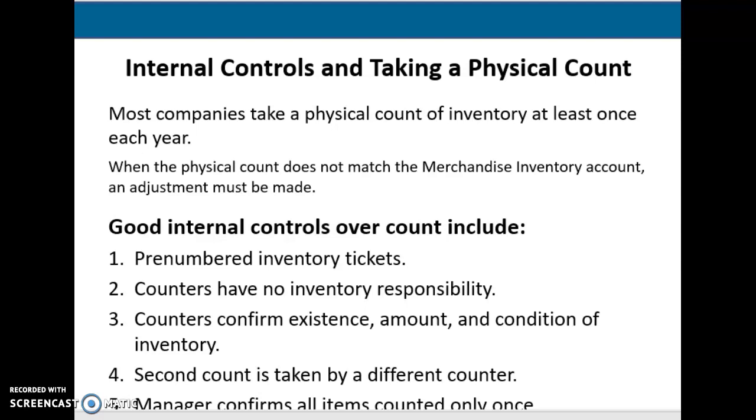Counters confirm the existence, the amount, and condition of that inventory. A second count is taken by a different counter, so another counter will come behind and verify the count. And the manager confirms that all items are counted only once. So the manager will walk through the warehouse or wherever the inventory is held and make sure that it's only counted once.